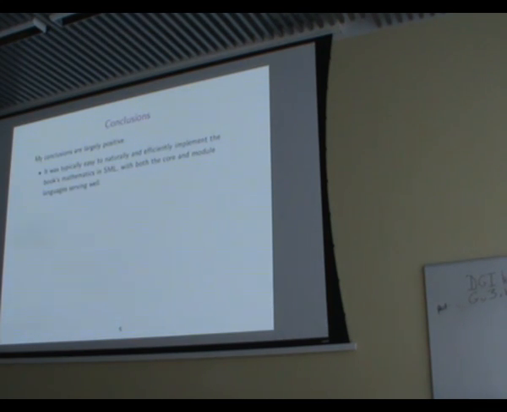So, not surprisingly, I think my conclusions are largely positive. It was typically easy to naturally and efficiently implement the book's mathematics in SML, and I think both the core and module languages served well. And for example, most of the objects of formal language theory are naturally thought of as abstract types, and I implemented this using structures, signatures, and opaque ascription. And SML-NJ proved robust and provided sufficient speed. So the rest of the talk is going to be largely things that I didn't think were a perfect match.